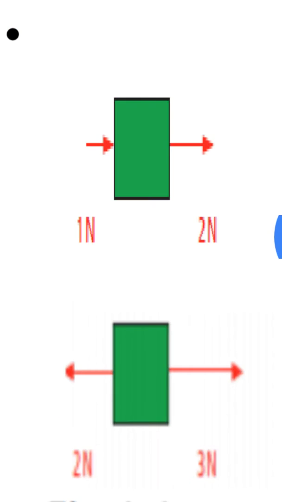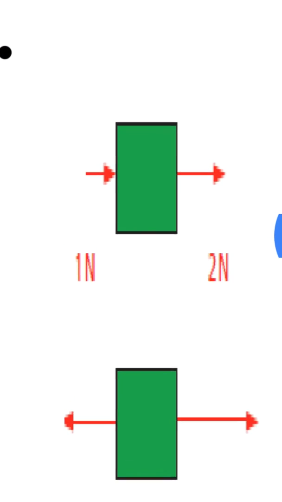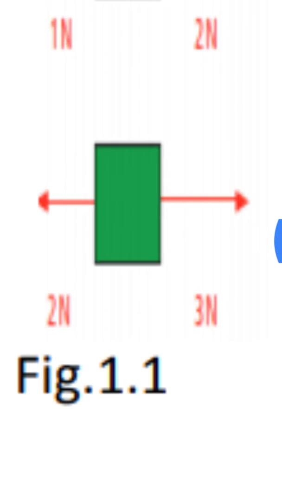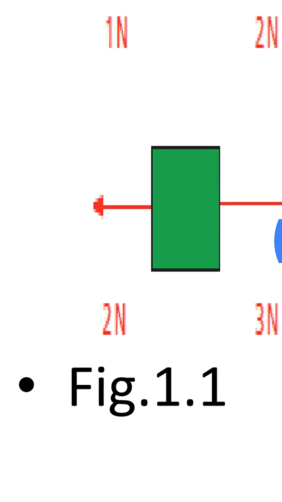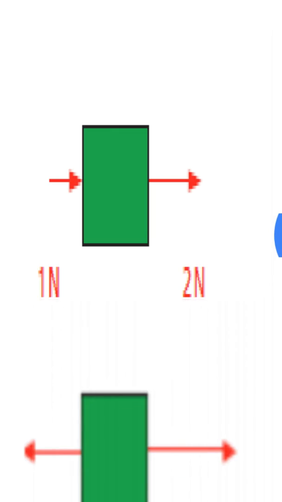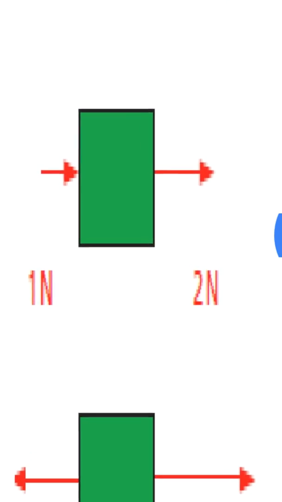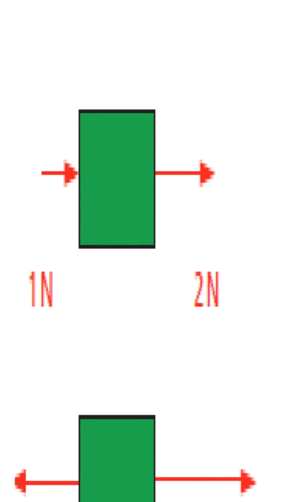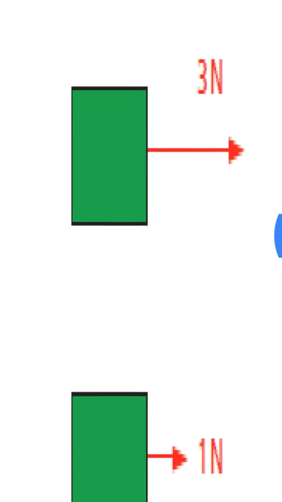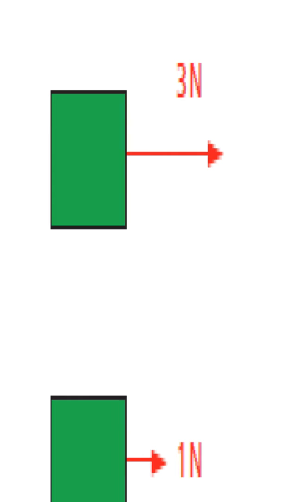2 Newton force is acting towards right, 1 Newton force is also acting towards right. In the second example, 3 Newton force is acting towards right, but 2 Newton force is acting towards left. So over here, how to add these two forces? If they are acting in the same direction, simply their values will be added. 2 plus 1 is 3. So this will be equivalent to a single force having value 3 Newton.